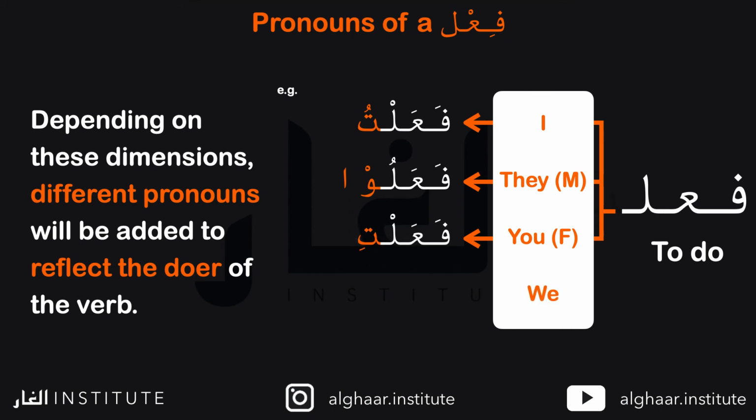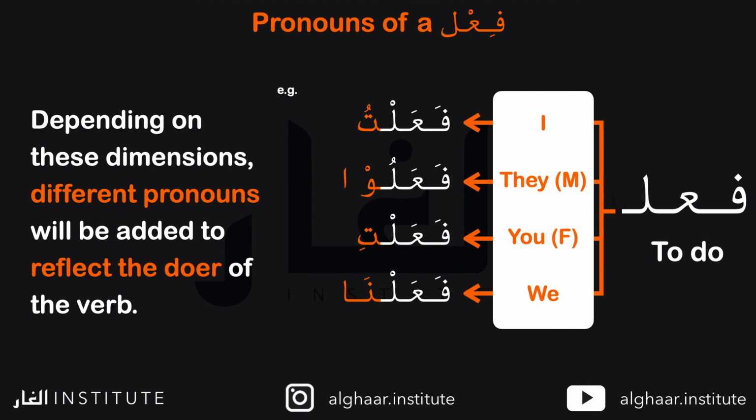And if I wanted to say we did something, which is first person, masculine or feminine again, depending on who's speaking, and plural, we say fa'alna. These are the patterns for these inflections. The root letters can be changed to change the verb.